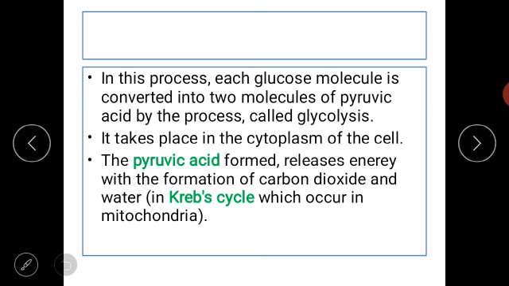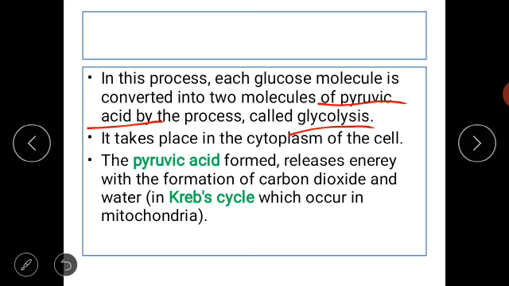In this process, each glucose molecule is converted into two molecules of pyruvic acid by the process called glycolysis. Glycolysis is a biochemical reaction. It is a biochemical cycle in which glucose is oxidized, meaning it is broken down, and pyruvic acid is produced. How many molecules of pyruvic acid are produced? Two molecules of pyruvic acid are produced in the metabolic pathway.